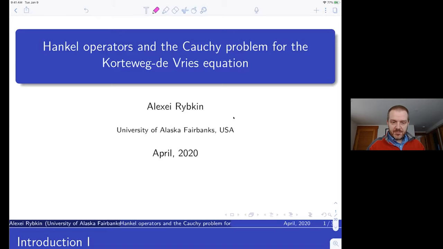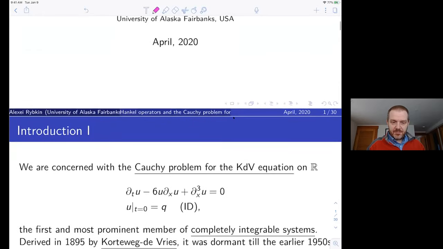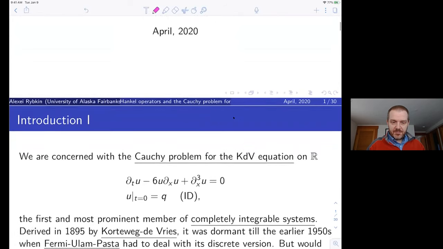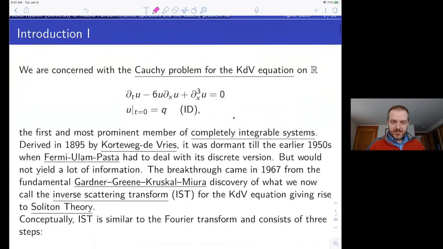Thank you, Alexei. Yeah, thank you for this introduction, and thank you for inviting me to speak. I love this topic. And as always, we start with introducing the main object of the talk, which is the KdV equation, written in quite standard form. The choice of sign here is taken so that solitons are negative. And consider the initial value problem for the KdV equation.